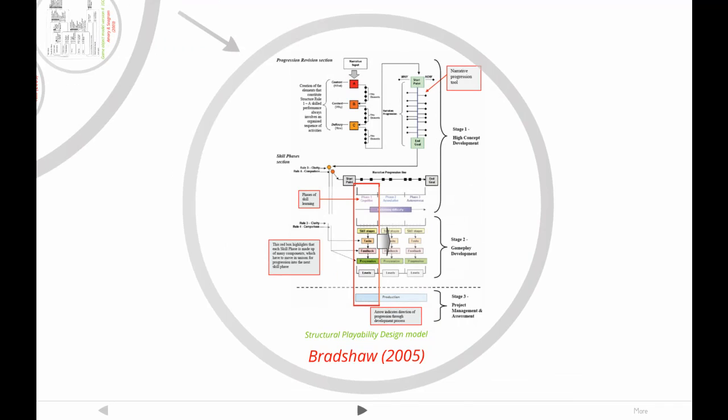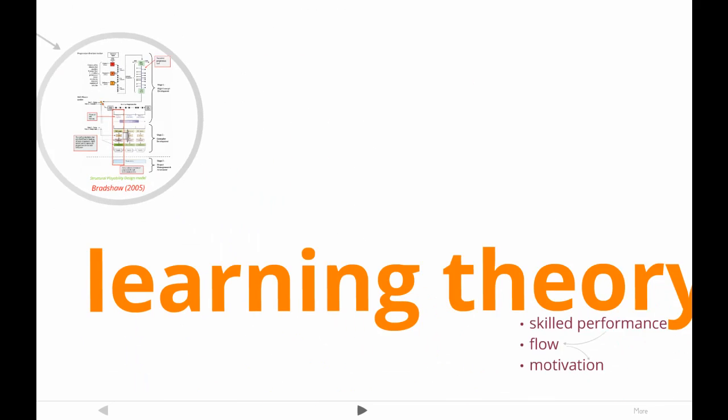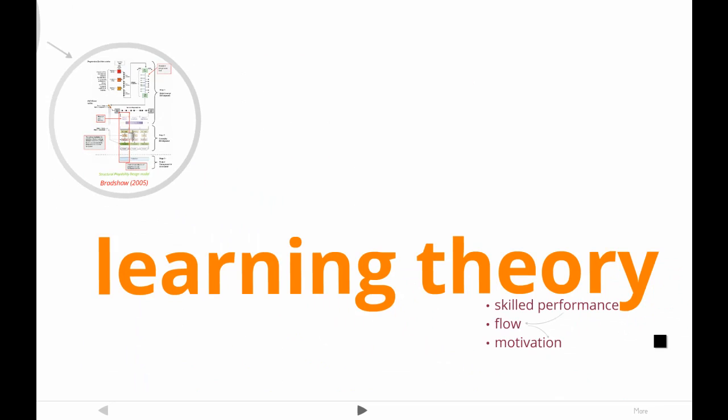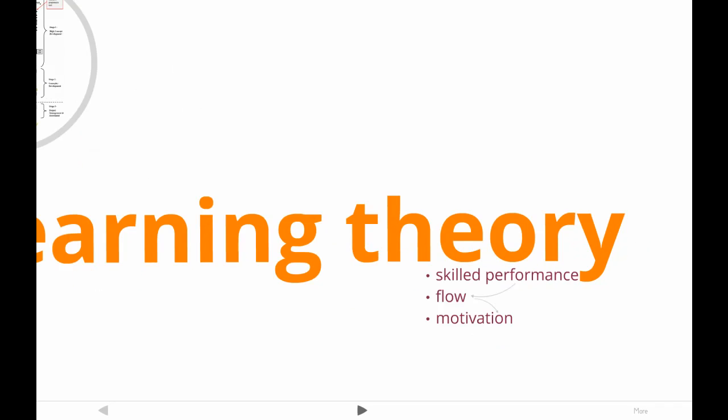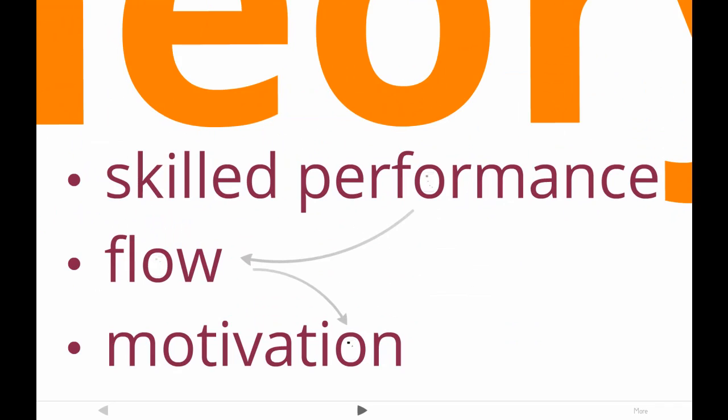Master's level research allowed the creation of a structural playability model. This model forms the basic framework for exploring the research question and acts as a systems approach to the problem of theoretical research into practical process. The following research looks at several learning theories: skill performance, flow, and motivation. Firstly, we'll take a look at skill performance.